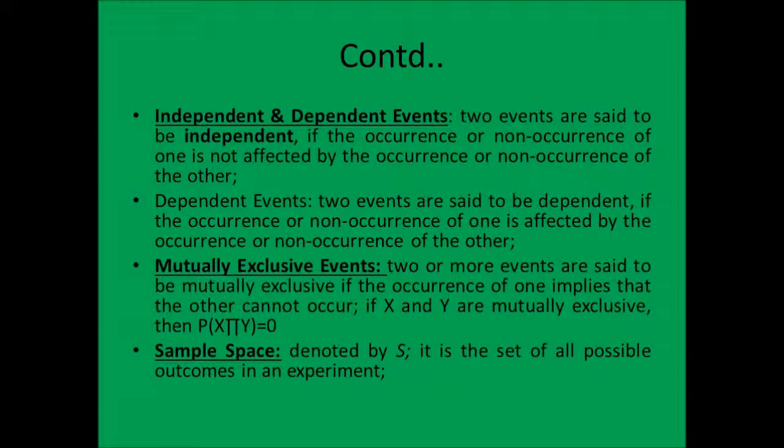Mutually exclusive events: two or more events are said to be mutually exclusive if the occurrence of one implies that the other cannot occur. If X and Y are mutually exclusive, then probability of X intersection Y equals 0. Sample space, denoted by S, is the set of all possible outcomes in an experiment.